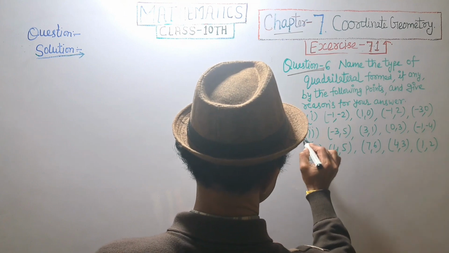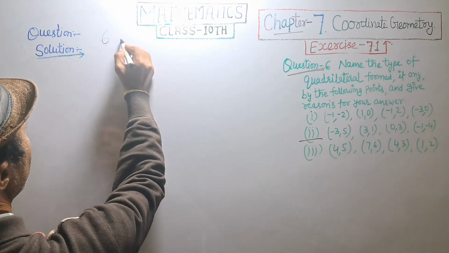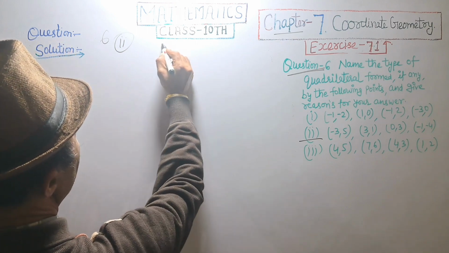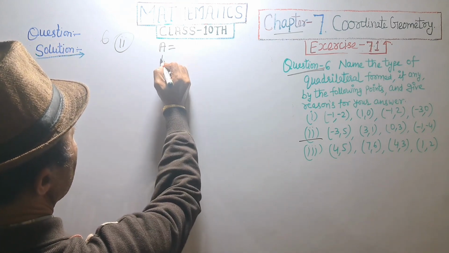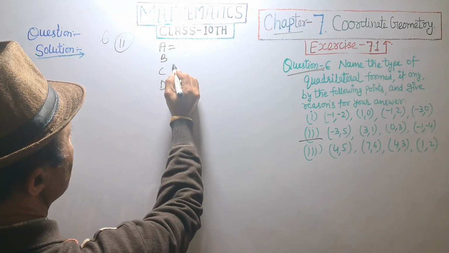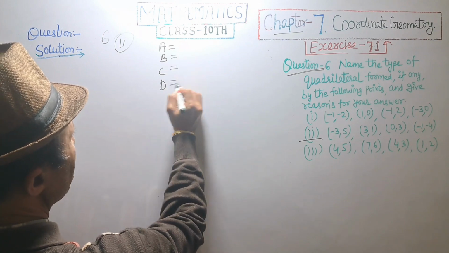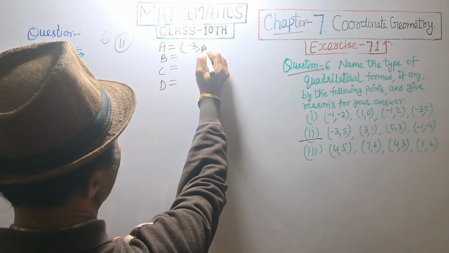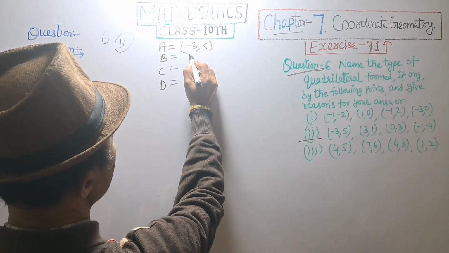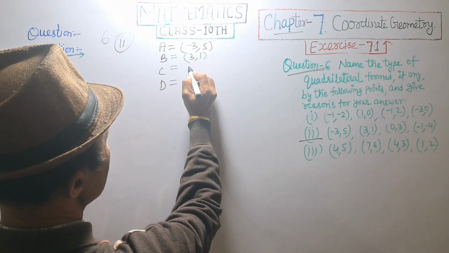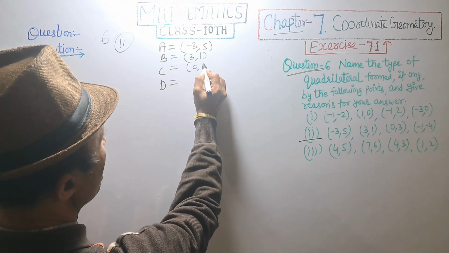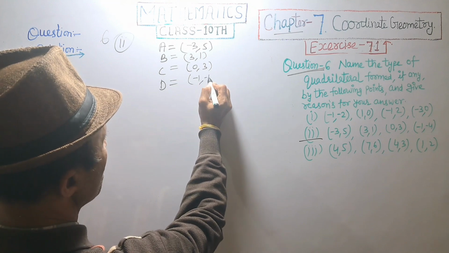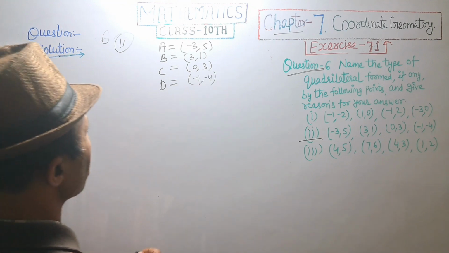Question number 6, second part. Given A, B, C, D: A is equal to minus 3, 5, B is equal to 3, 1, C is equal to 0 comma 3, and D is equal to minus 1 comma minus 4.